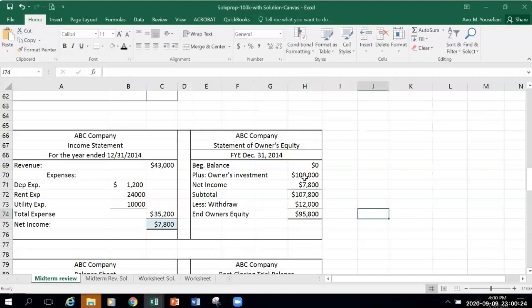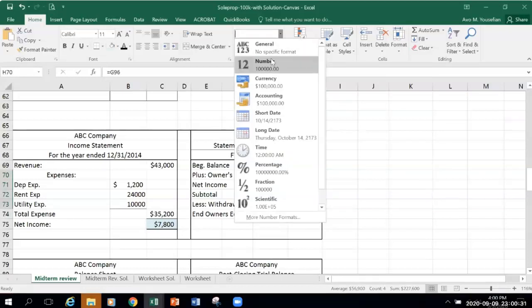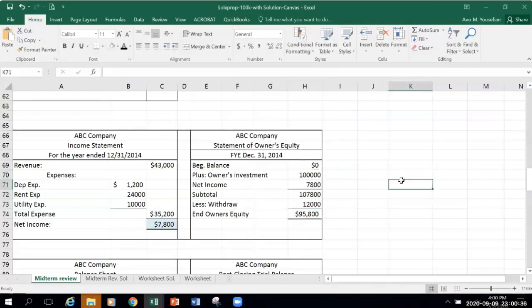Okay, in regards to $sign, those numbers, they don't need $sign. They need to be regular so-called numbers. So like that. So first number needs a dollar sign, last number needs a dollar sign and double line. That's your end owner's equity. End owner's equity. So imagine this guy has a business, the end owner's equity is 95,800.